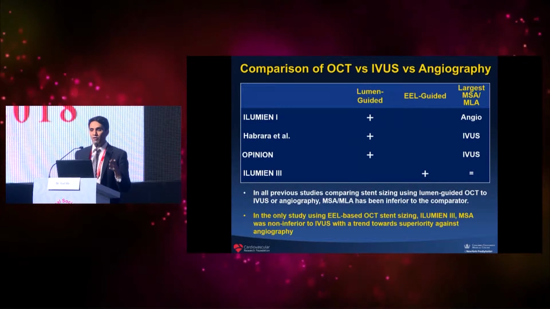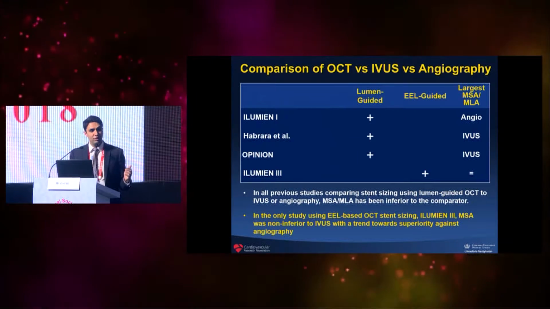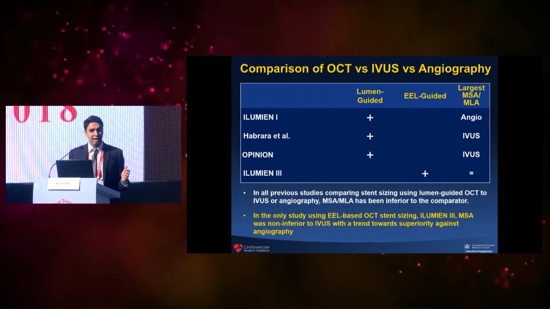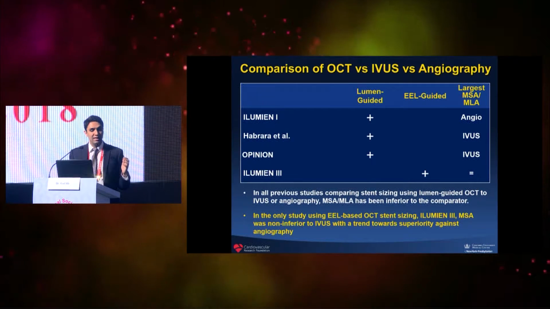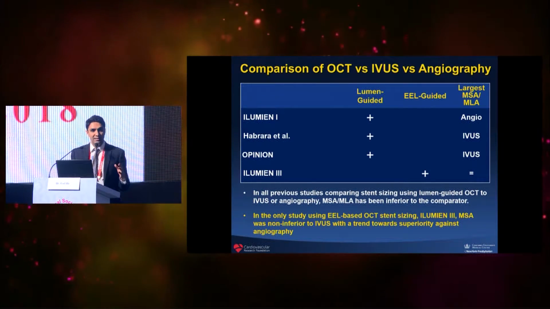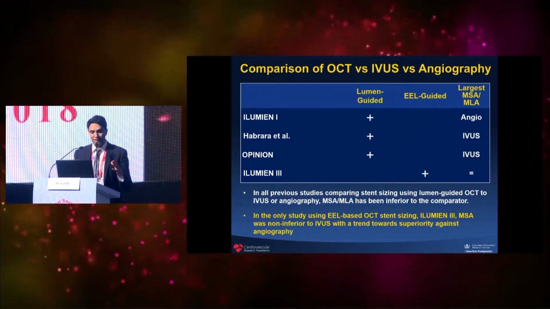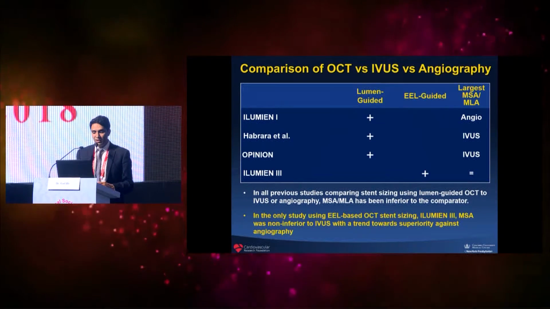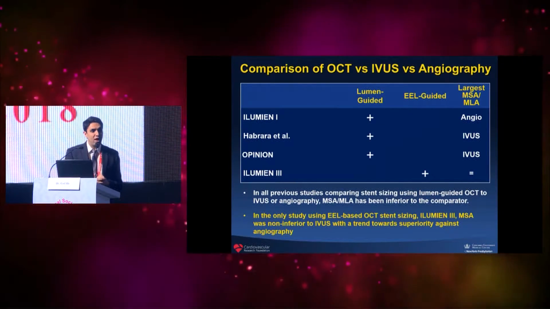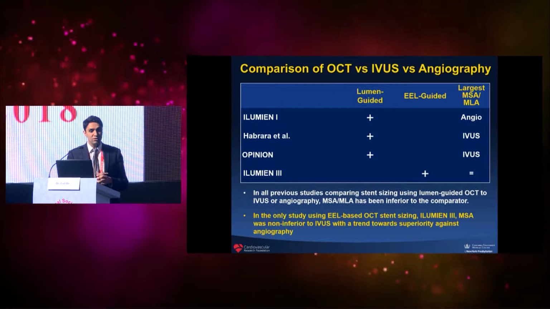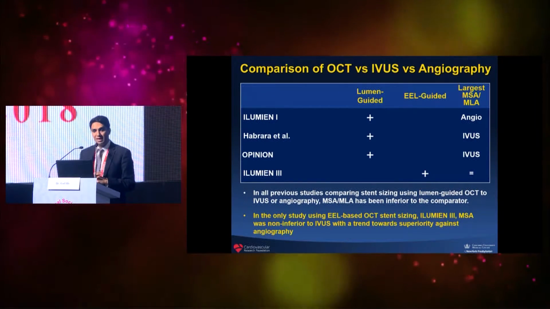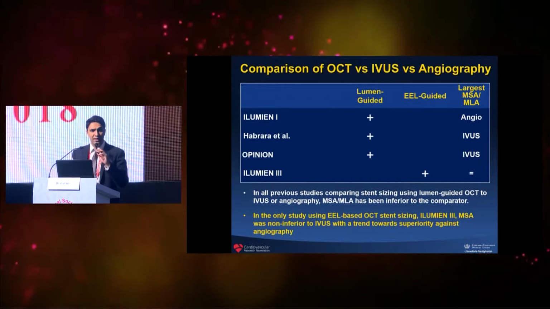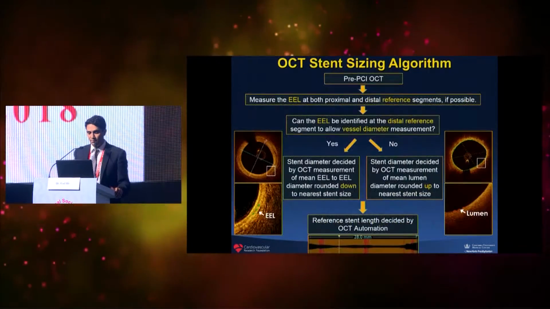Why again do we use the external elastic lamina? Because every other study that compared another modality against OCT has won because the OCT undersizes compared to both angiography and to IVUS. Only ILUMIEN 3, the randomized trial which forced the operators to use the external elastic lamina, was able to match IVUS in its ability to achieve a minimal stent area.